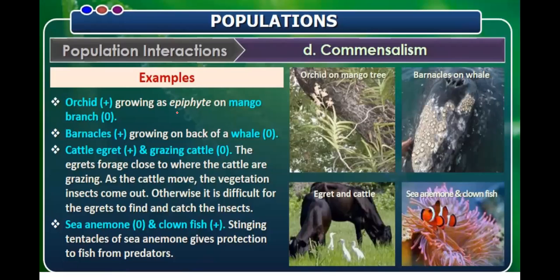Next is commensalism. Here, orchid growing as an epiphyte on a mango branch. This is the orchid growing on a mango tree. So the mango branch is not harmed, but the orchid is getting a base. Barnacle growing on the back of a whale. The barnacle gets residence, but there will be no harm to the whale. Cattle egret will be benefited, but there will be no harm for the cattle. So this is called commensalism.